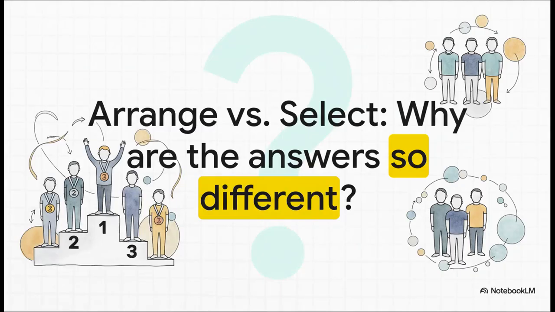So, to really get what I'm talking about, let's start with a simple scenario. Picture this. You've got 10 people. In one case, you need to hand out gold, silver, and bronze medals. In another, you just need to pick a 3-person team. Now, your gut probably tells you those are different problems, right? But why? The number of possible outcomes is wildly different for each, and the reason for that is exactly what we're going to unlock today.